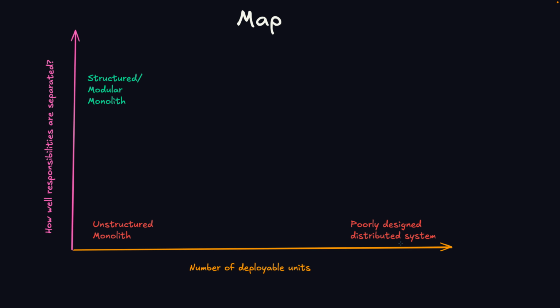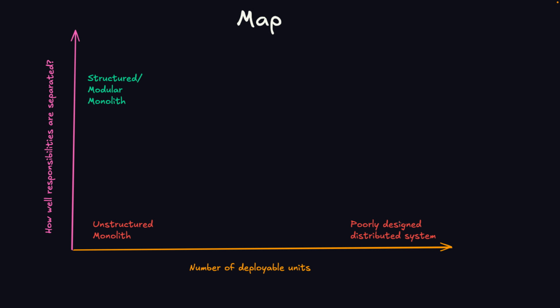And then on the bottom right corner we have the poorly designed distributed system. It is distributed because we have many deployable units, but it is poorly designed. We don't have clearly defined responsibility, and we don't have clearly defined interactions and constraints. So because of that, even though this is a distributed system, this is poorly designed and it sits at the bottom right corner.